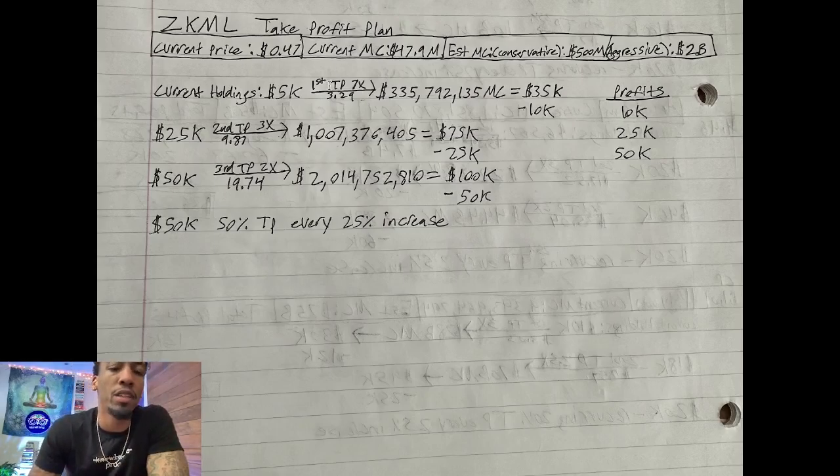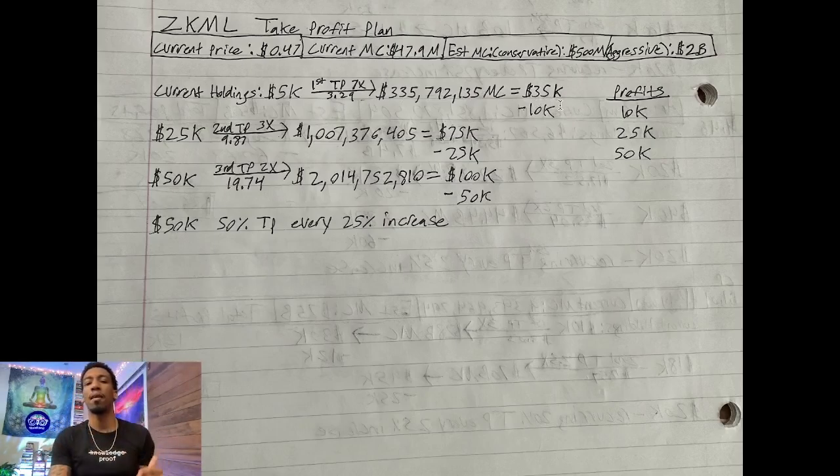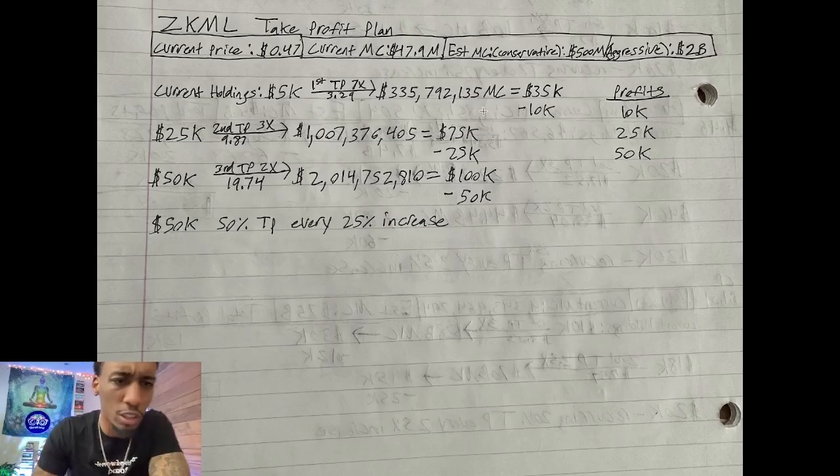My first take profit level is going to be once it does a 7x. So that's going to bring the price from 47 cents to $3.29, and we're going to be at a $335 million market cap. My 5K is going to be worth 35K. So now I'm taking off 10K in profits. I'm taking off my principal plus double. So now I'm in a risk-free trade, right? So I have $25,000 left in the position.